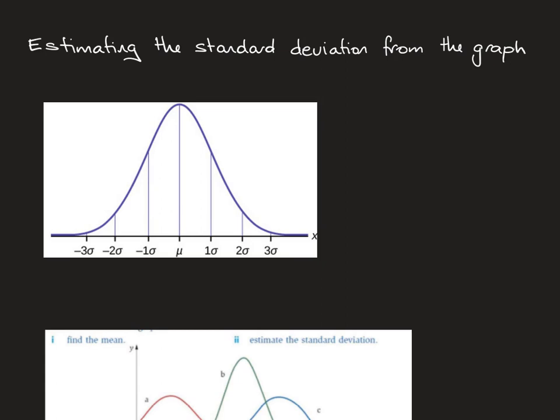So I've already mentioned that the mean sits right underneath the peak of the graph, but what we're going to do is estimate the standard deviation from the shape of the graph itself. If we start at the mean and go out 1 standard deviation this way, and 1 standard deviation in the other direction, we are what we call 1 standard deviation above the mean and 1 standard deviation below the mean.